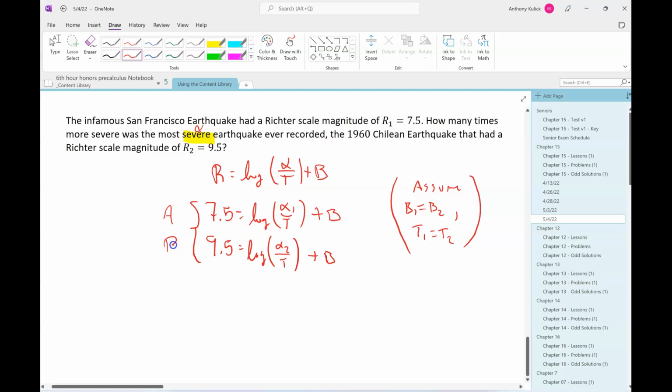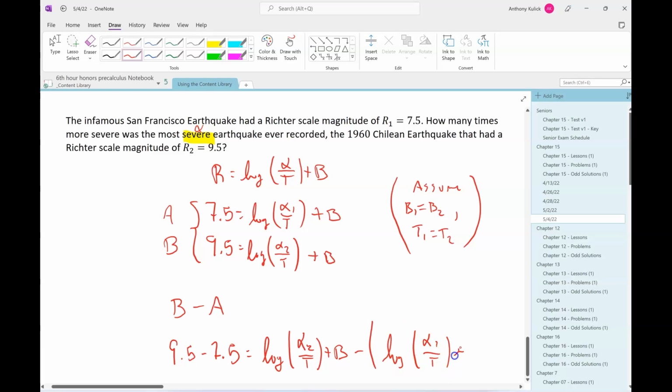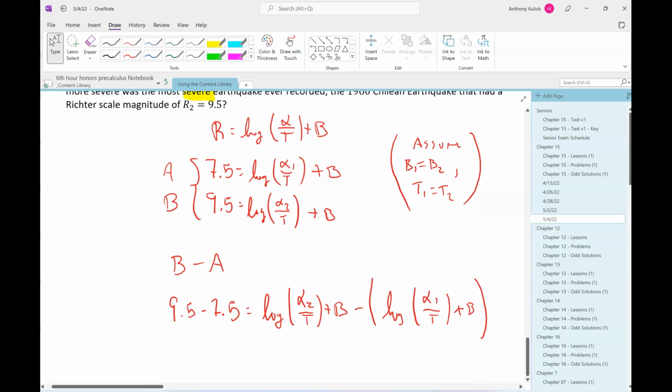Okay. If I call this equation A and equation B, I'm going to do equation B minus equation A. The reason I'm choosing to do that order is because I probably want a positive value on that left-hand side, so I'm going to take whatever the bigger one is and subtract the smaller one from it. That look okay?